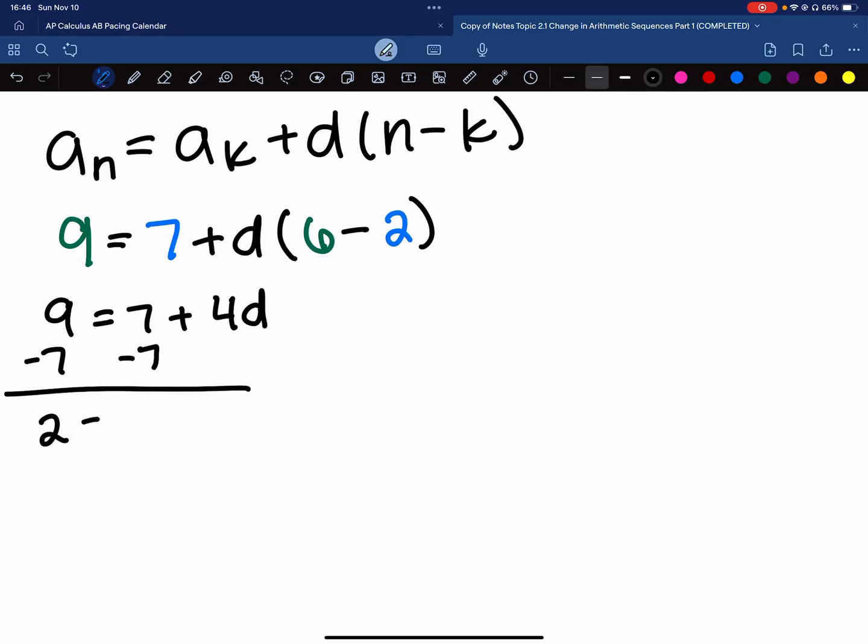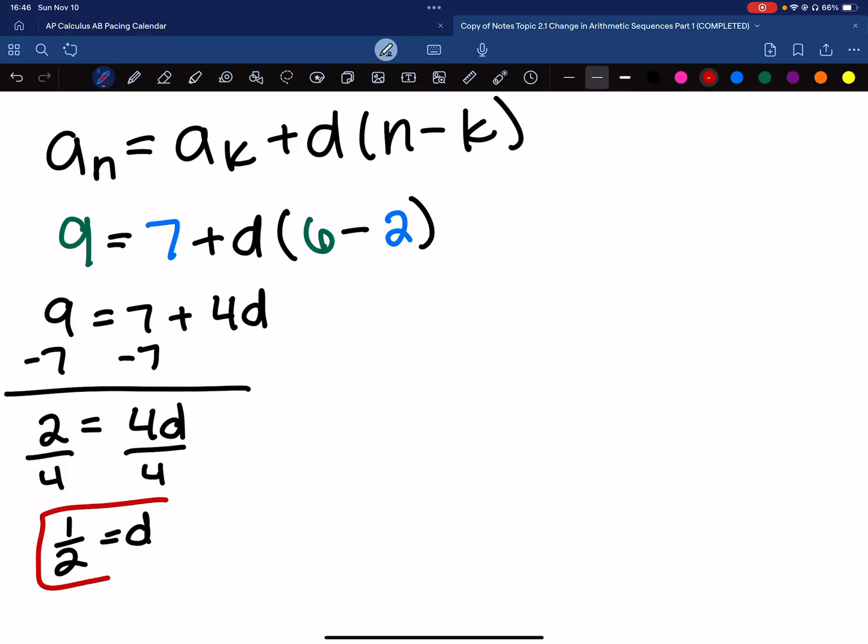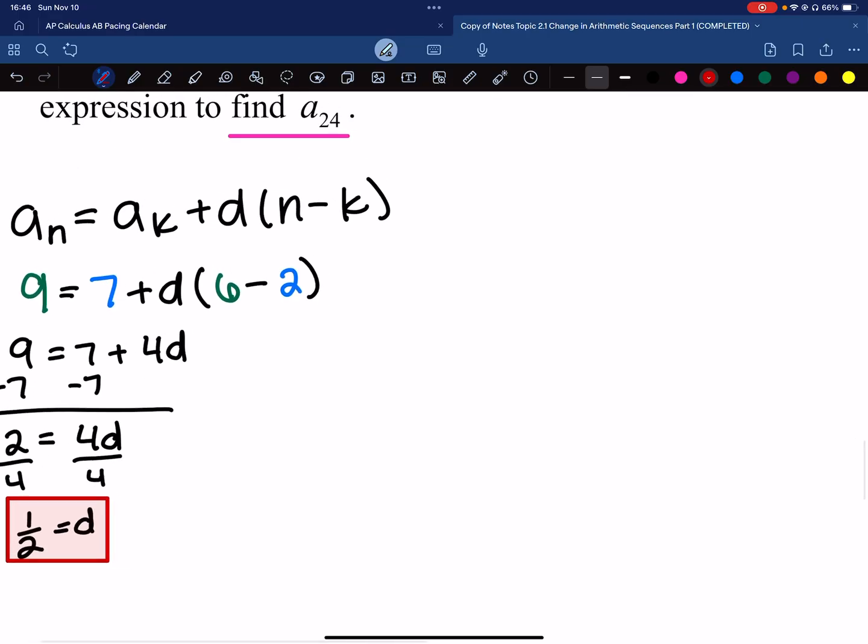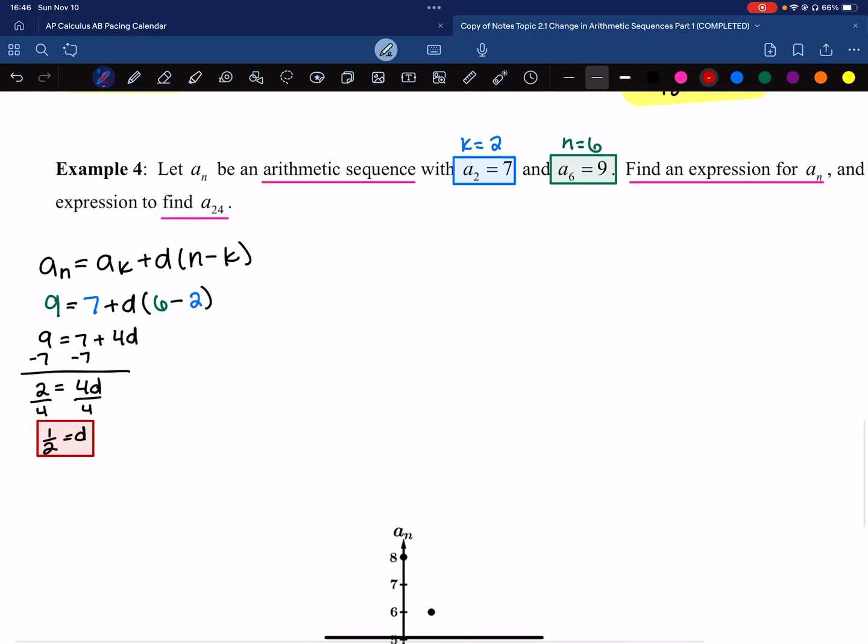So now we can subtract 7 from both sides. We would get 2 equals 4d. Divide both sides by 4. d is equal to 1/2. And so now that we know our common difference, we can write our equation for a sub n. Whenever you go to do this part, it does not matter which point you use. Because I've already used 7 and 2 for a sub k and k, I'm just going to stick with that.